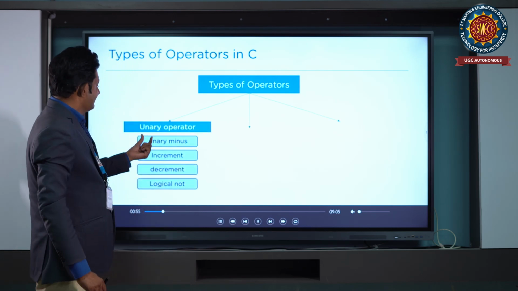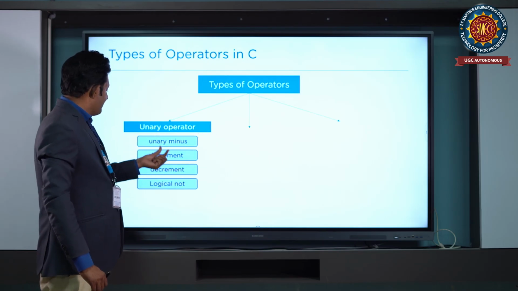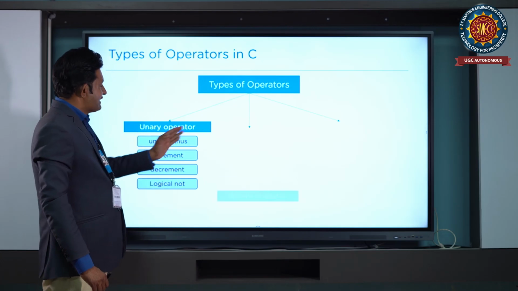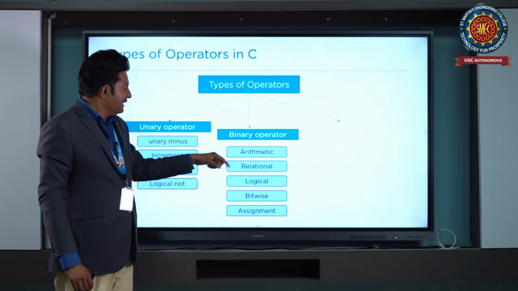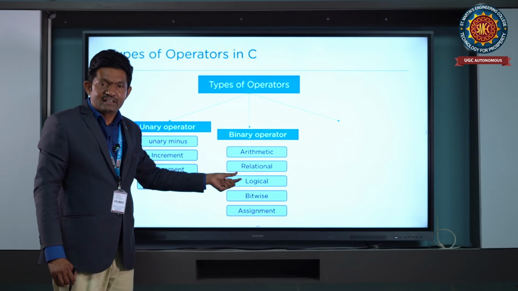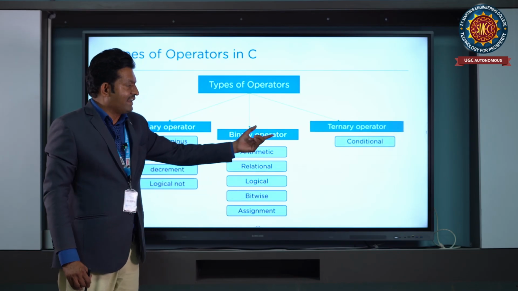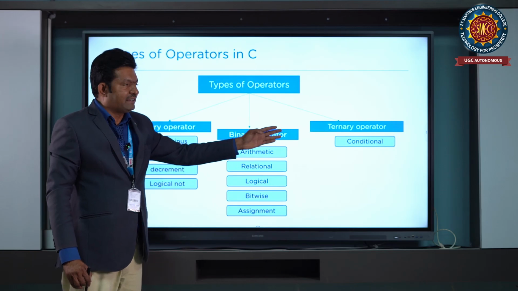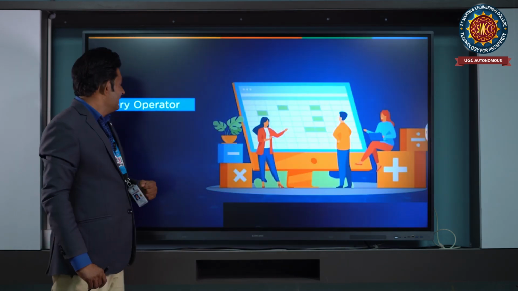Unary operator. Unary operators are unary minus, increment, decrement, and logical NOT. The next one is binary operator. Binary operators are divided into arithmetic operators, relational operators, logical operators, bitwise operators, and assignment operators. The next one is ternary operator. Ternary operators are conditional operators, in which we use the question mark symbol.